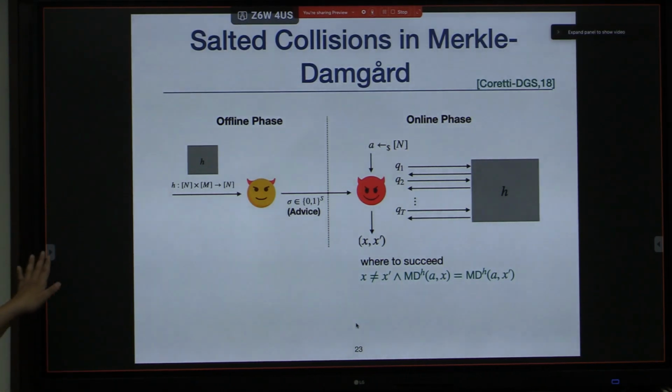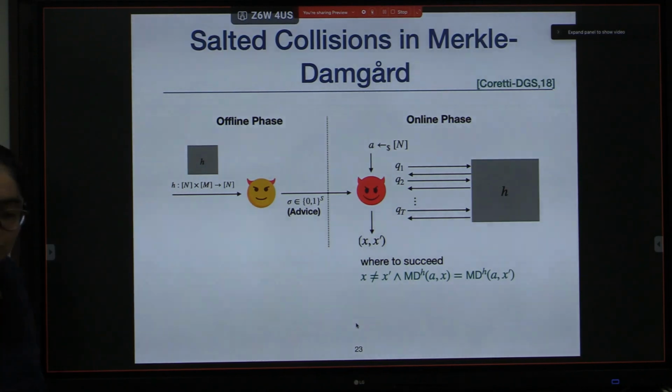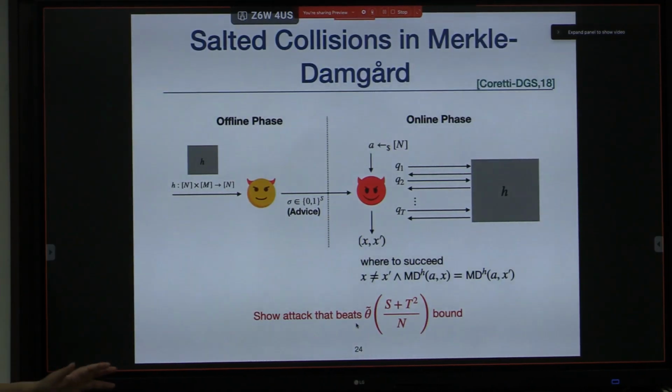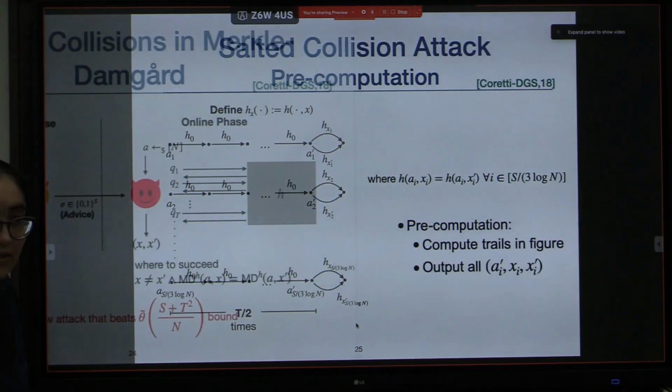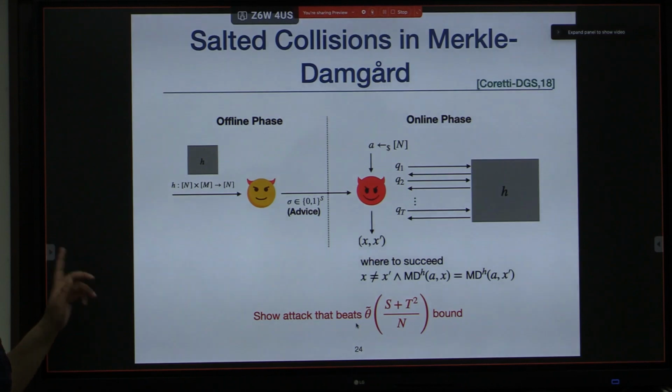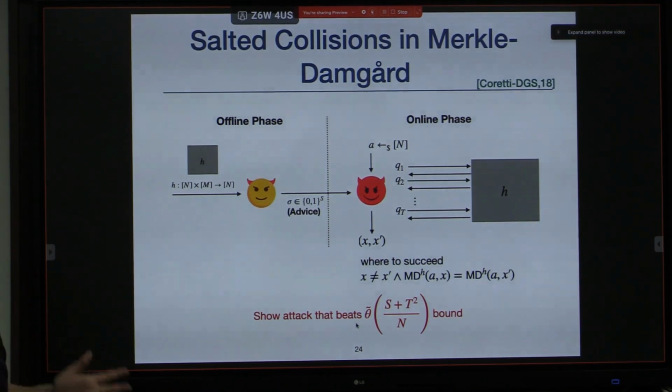And for this, Coretti et al. were able to show a better attack that beats the optimal bound. Basically they showed that Merkle-Damgård does not give the optimal security. Whereas in the random oracle model, if you remember, we thought Merkle-Damgård is a good enough construction because it was achieving the optimal security. But now they were able to give a much better attack. So how much better? Their attack is S times T squared over N.